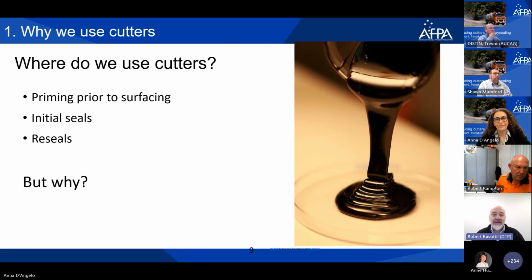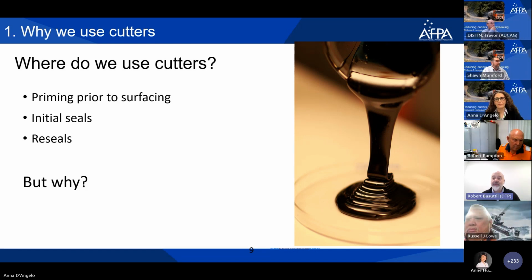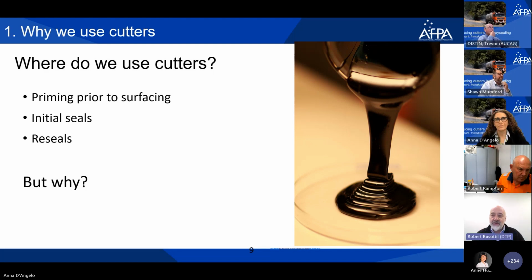We use cutters in spray seals in different applications. So to answer that question, where do we use cutters? Well, we use cutters where we're priming a new pavement prior to putting another surfacing on. We might use it in initial seals, some of you might call them primer seals, and we can use them in reseals.